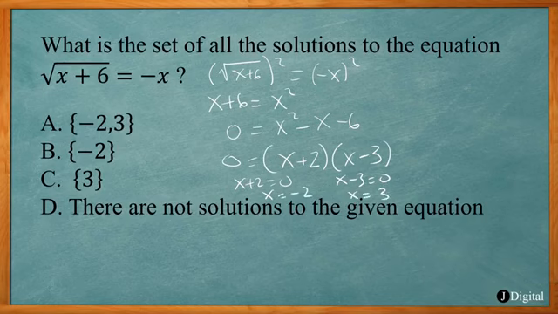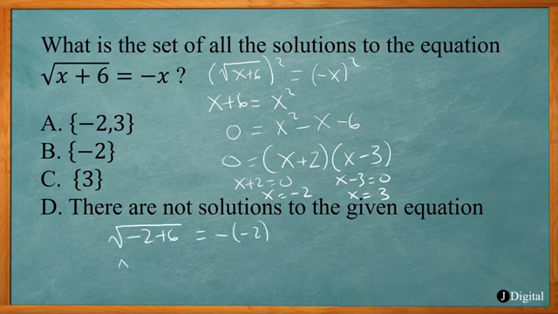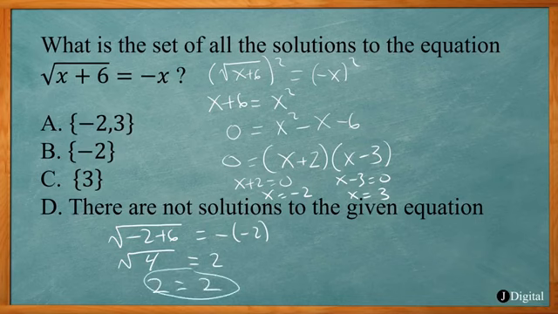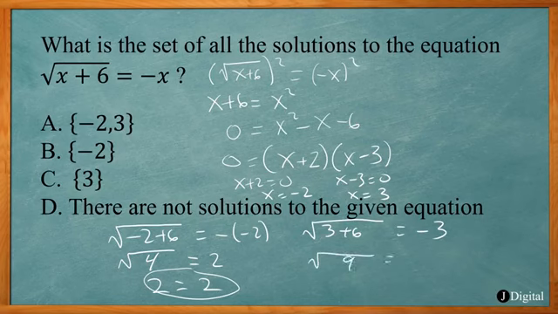Now to be sure, we need to try these out in the equation. So negative 2 plus 6 equal to negative 2. So square root of 4 equal positive 2. Square root of 4 is 2. So 2 equals 2, that's correct. Now we try 3. So square root of 3 plus 6 equal to negative 3. Square root of 9. Square root of 9 is 3.